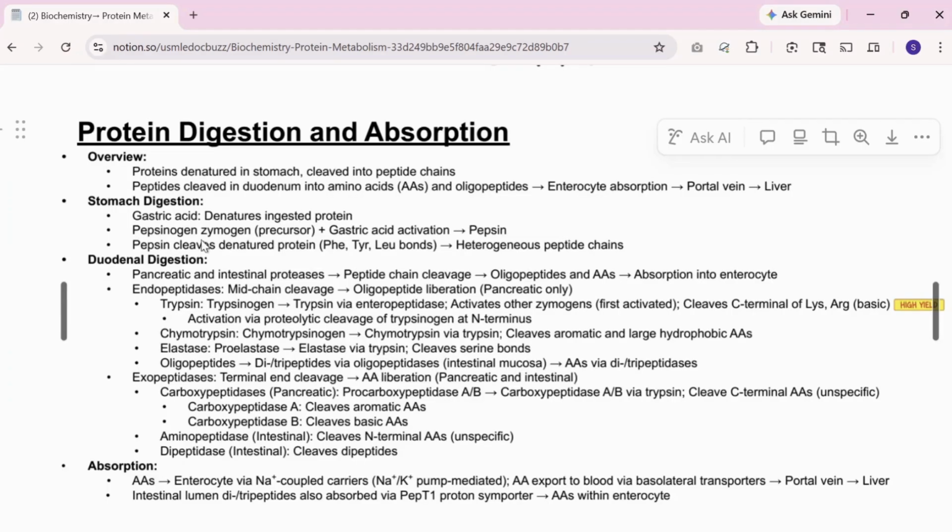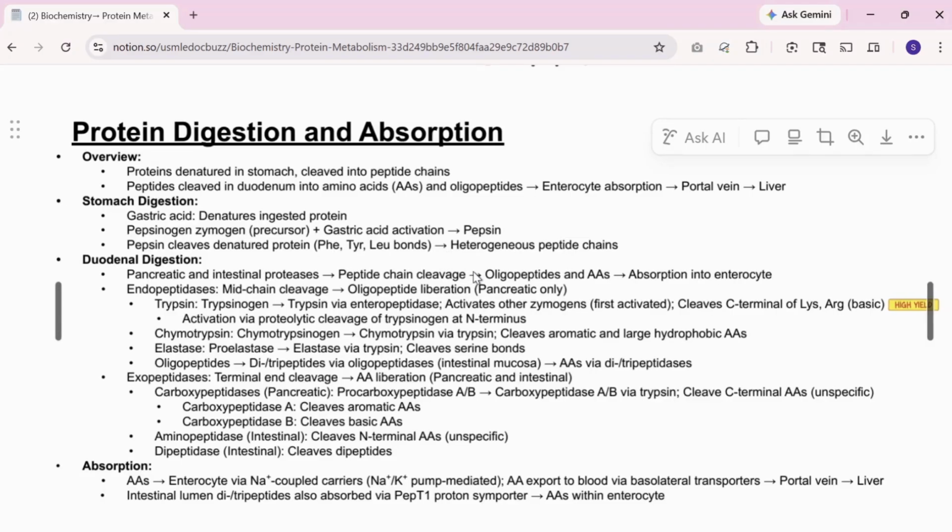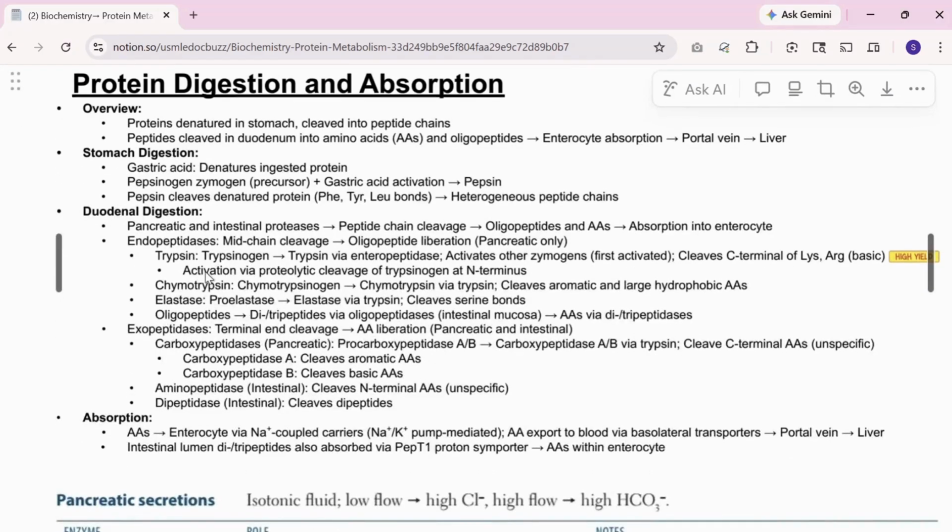Where the main thing actually happens, the main organ that's responsible, is the pancreas. Pancreas meets the food bolus in the duodenum. And how does the duodenum activate these enzymes? Pancreatic and intestinal proteases cleave the peptide chains, eventually leading to oligopeptides. They might start absorbing some of these. There's two types of peptidases: one that breaks the chain from the inside, and one that snips the amino acid chain one by one from outside. So there's endopeptidases and exopeptidases.